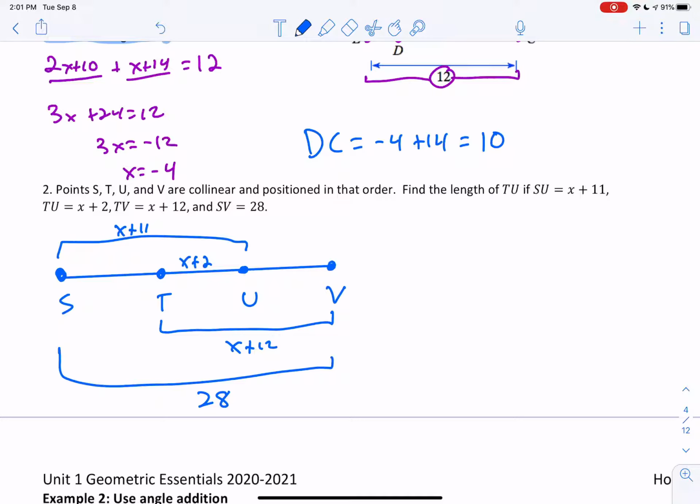All right, now one of the problems here is that I'm given SU from here to here. I don't know what UV is. If I knew what SU and UV was, I could go part 1 plus part 2 equals the whole thing. Or if I knew what ST was, I could go part 1 plus part 2 equals the whole thing. But I don't know what that is. So here's what I'm going to do to set this up. I'm going to take SU, which is X plus 11, and I'm going to add to that TV, which is X plus 12.